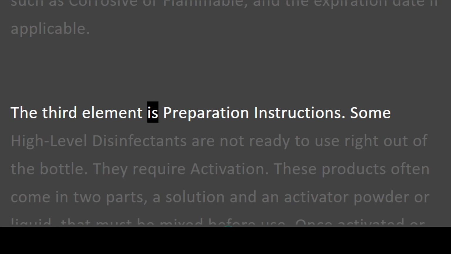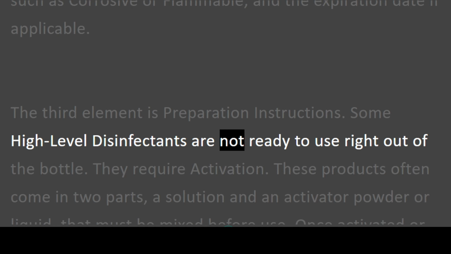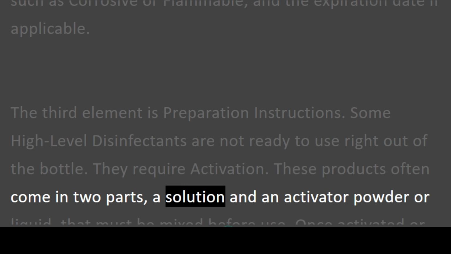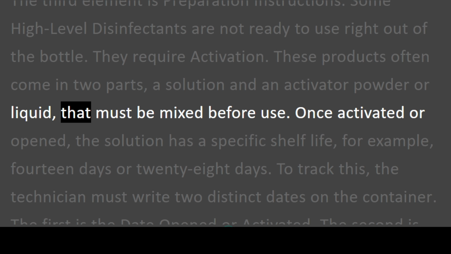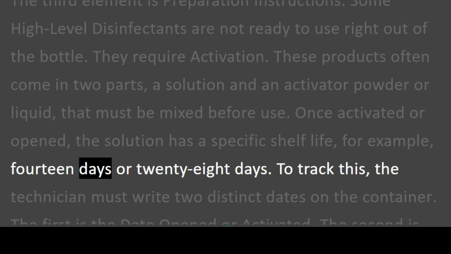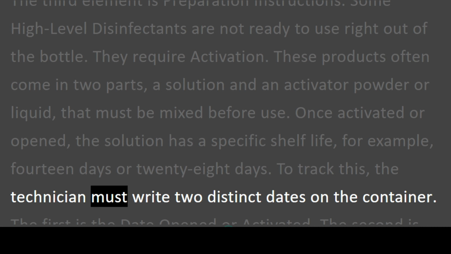The third element is preparation instructions. Some high-level disinfectants are not ready to use right out of the bottle. They require activation. These products often come in 2 parts, a solution and an activator powder or liquid, that must be mixed before use. Once activated or opened, the solution has a specific shelf life, for example, 14 days or 28 days. To track this, the technician must write 2 distinct dates on the container.